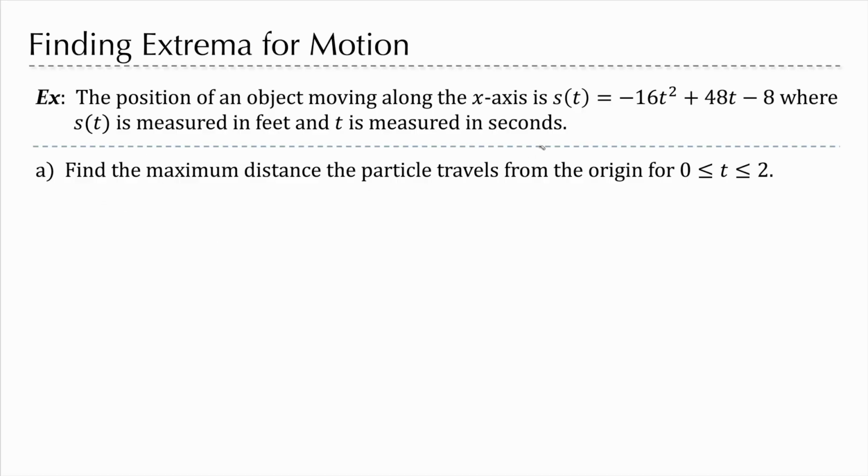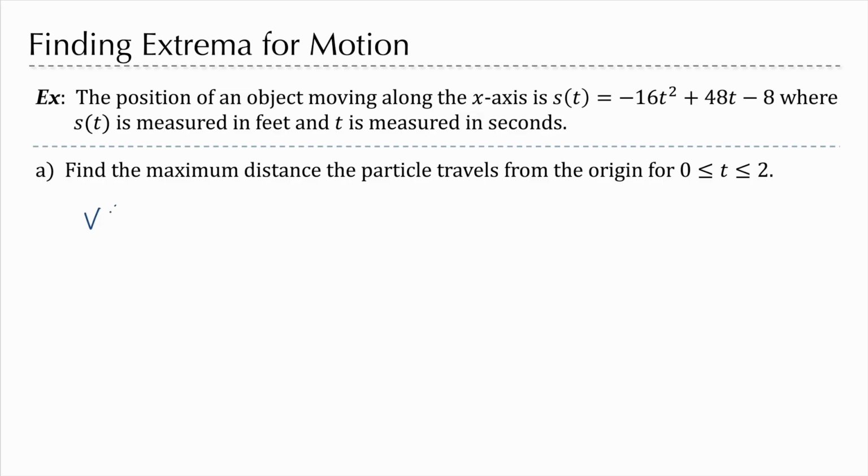Here we have the position of an object along the x-axis, where we're going to be measuring distance in feet and time in seconds. So what we want to first look at is what's the maximum distance the particle travels from the origin. Now, as you can see, we are in a closed interval, so we'll have to examine the endpoints of 0 and 2 for the time, but we also want to look at any critical numbers, which means that since we're looking at the maximum distance, it is the maximum of s of t. So its critical numbers will happen where its derivative, velocity, is equal to 0.